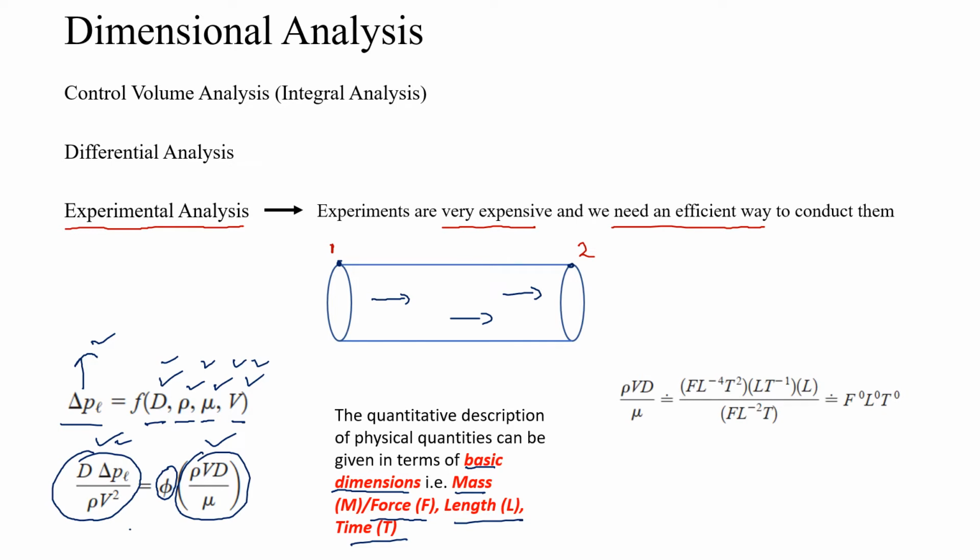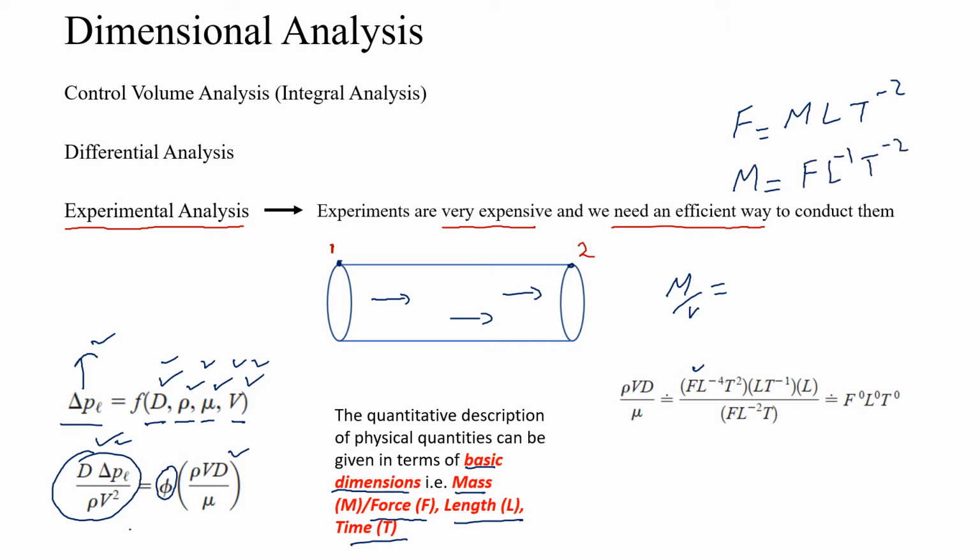For the term on the right hand side, this one right here, if I start writing the units of density: density is mass per unit volume, and mass here is represented as force, as I told you. Force can be written as F, equal to kilogram meter per second square, and mass will be equal to force, length, and T minus 2.